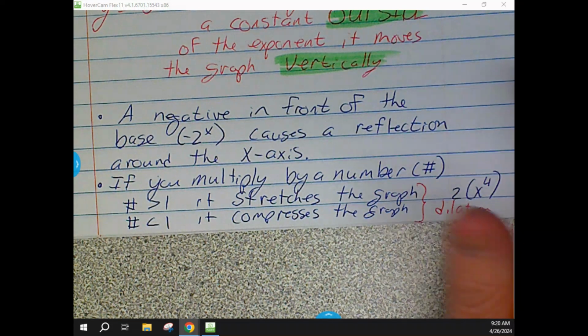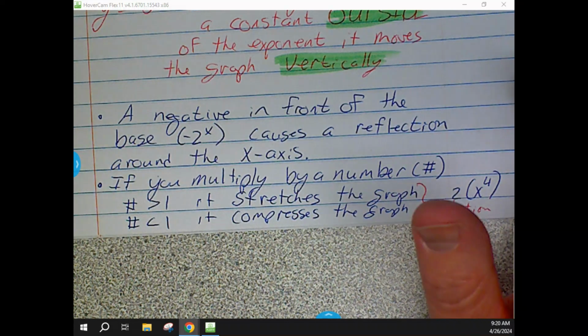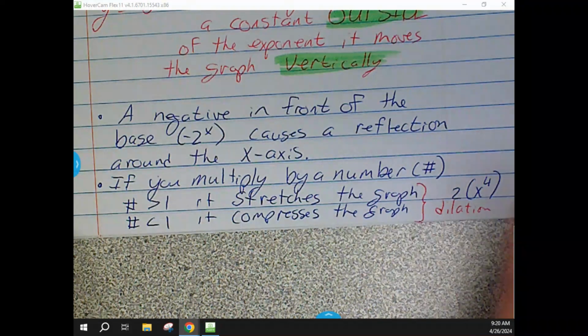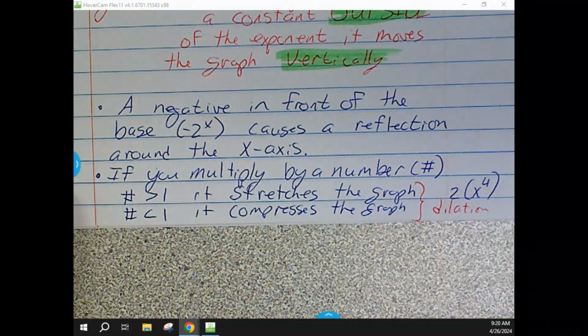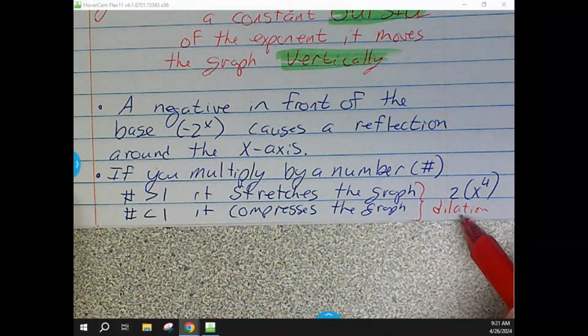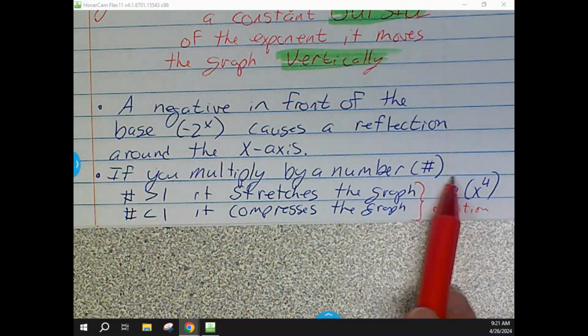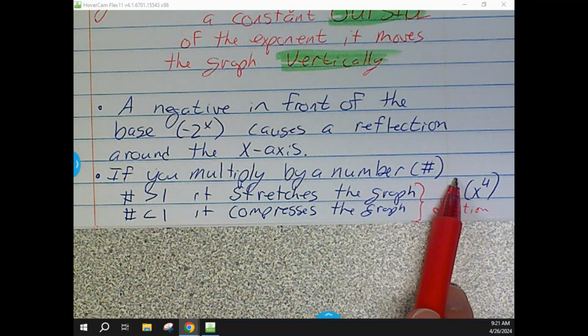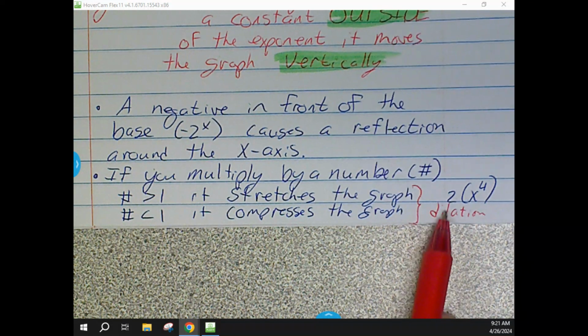When you get into pre-cal, they won't talk so much about stretching and compressing, they will a little bit, but it's still just a dilation. They'll talk about a dilation greater than 1, which does stretch the graph, or a dilation that's less than 1, which will compress the graph. Okay, so again, that's a number that's out front. So if you've got your base exponential function you're working with, then the number out front is what we're looking at.